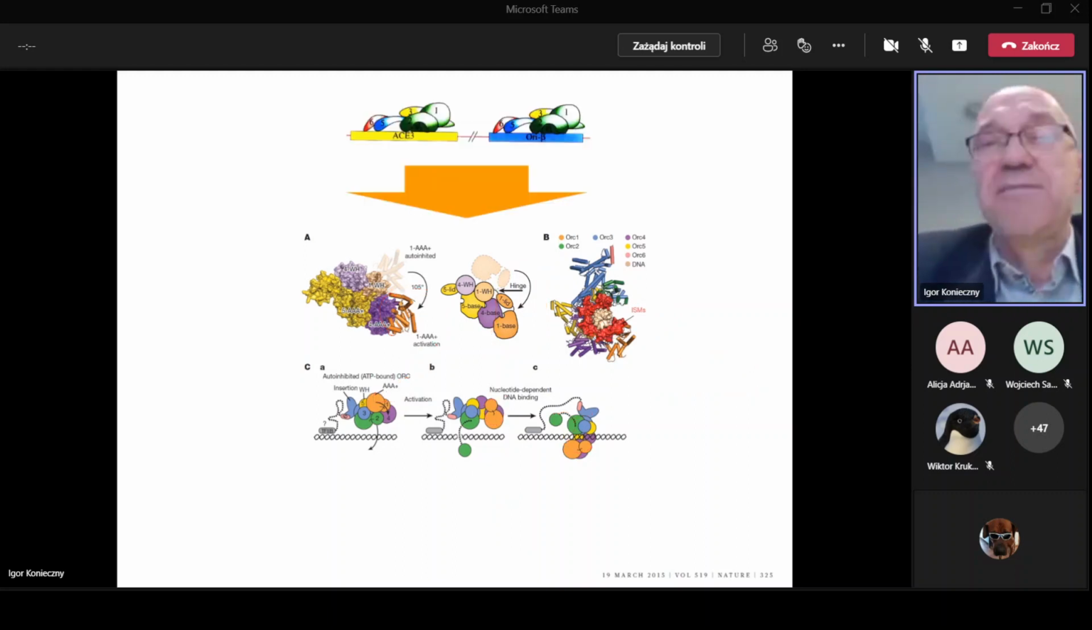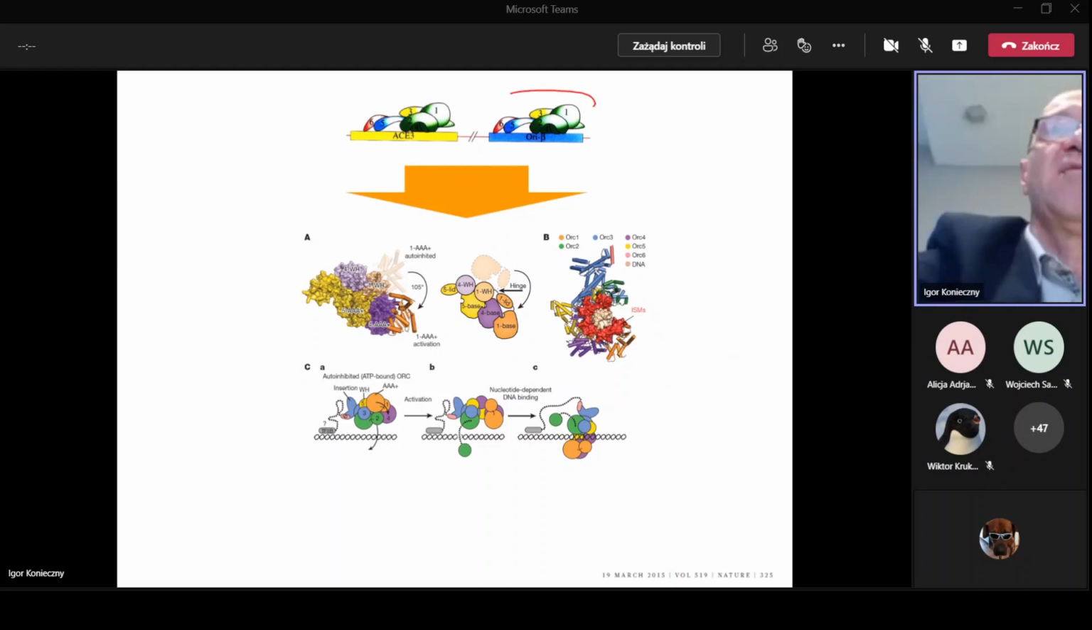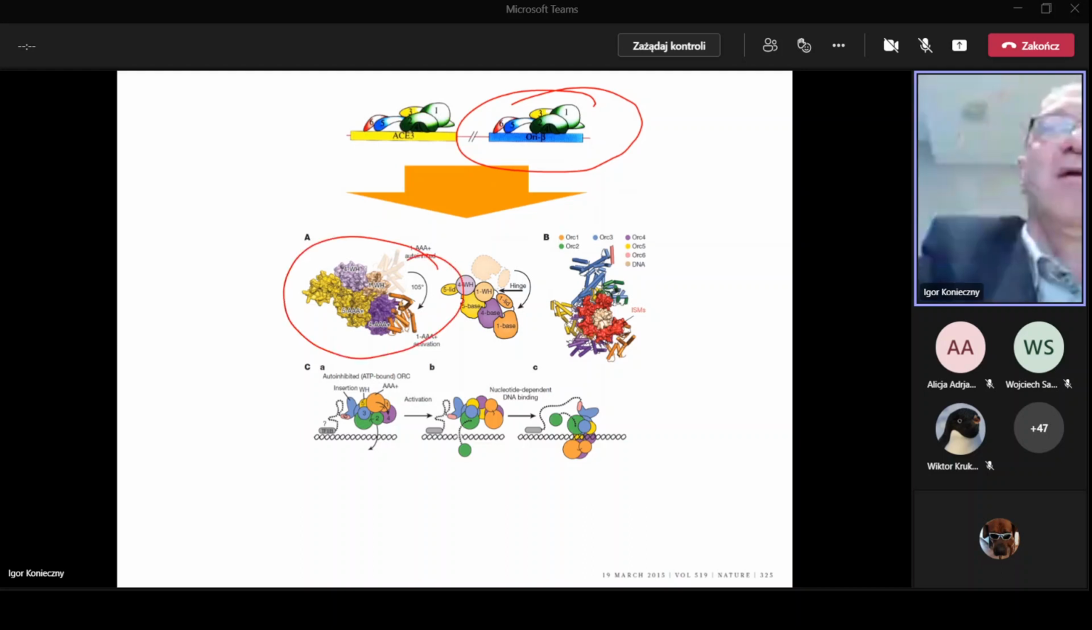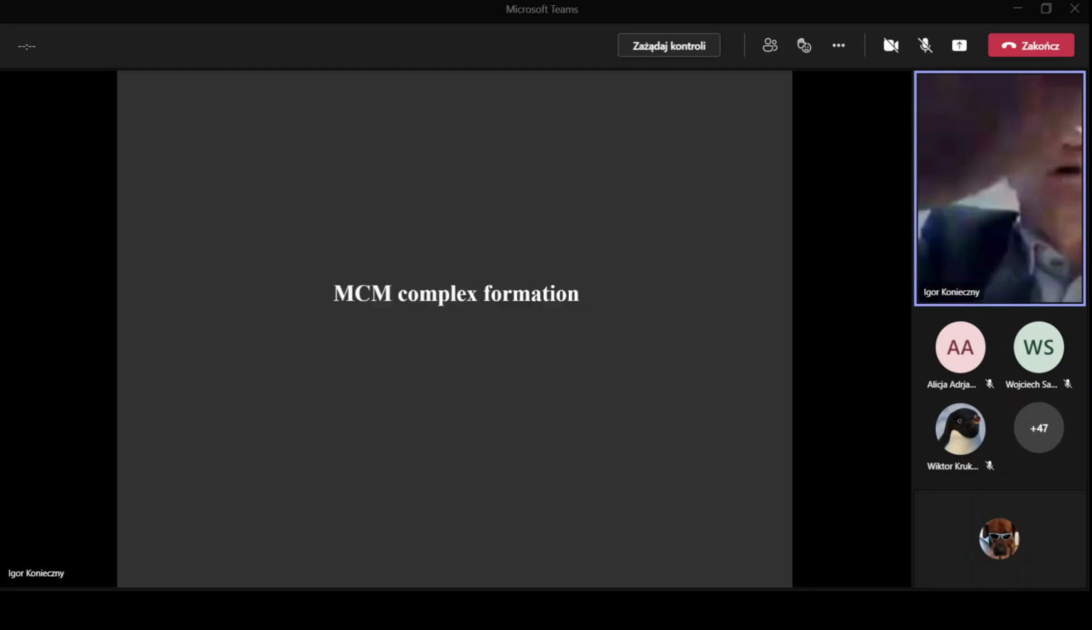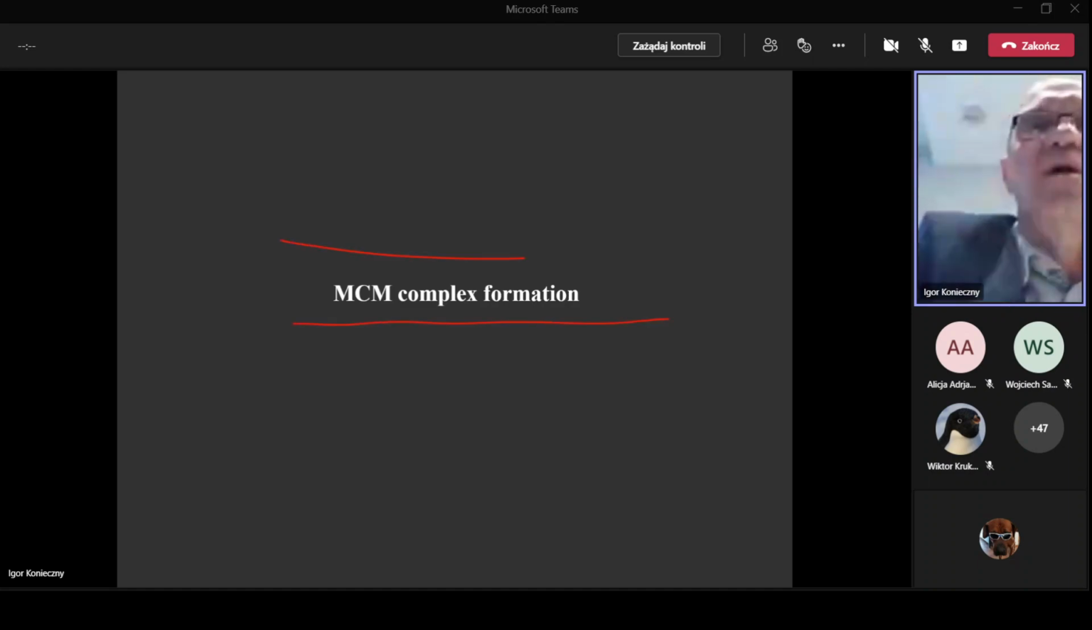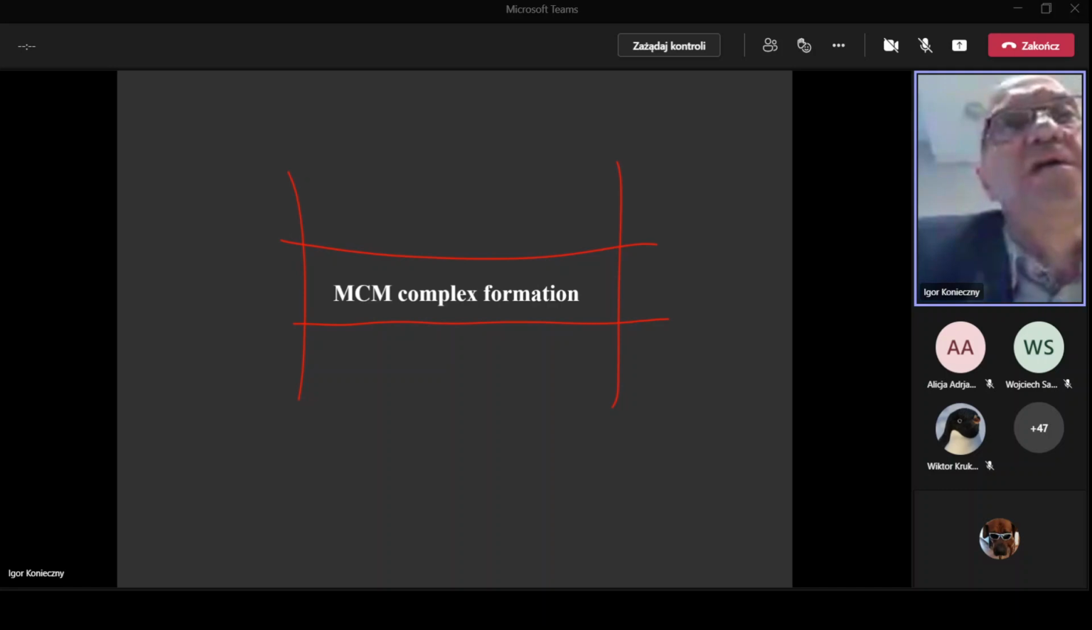Okay. So we come from this picture to this one, that one, and then more simplified, this one. I think we can stop here, and in the next lecture we will talk about the helicase complex in the eukaryotic system, so how the MCM complex looks.